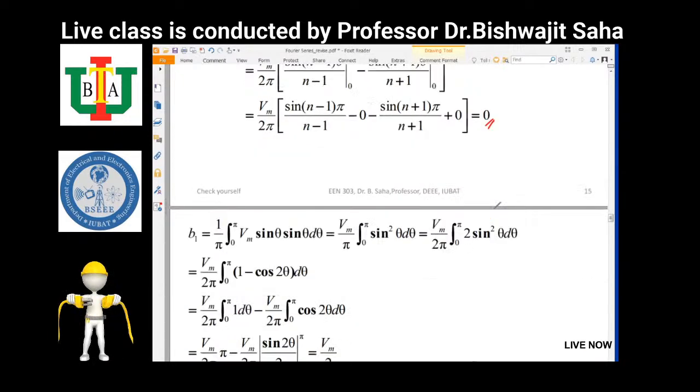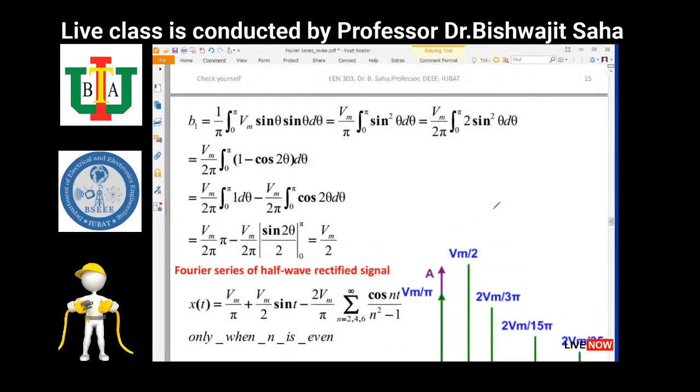And also B1, why do you consider B1? Because if we don't consider B1, then another error will arise. We have given B1 separately because in our equation it was sine n omega t, right? Or sine n theta. N is 1, so sine theta, which means sine square theta. This formula does not follow the previous formula. That's why we need to do B1 separately.